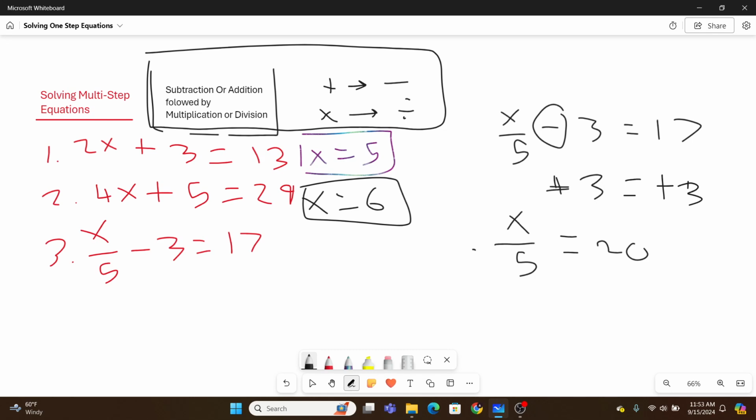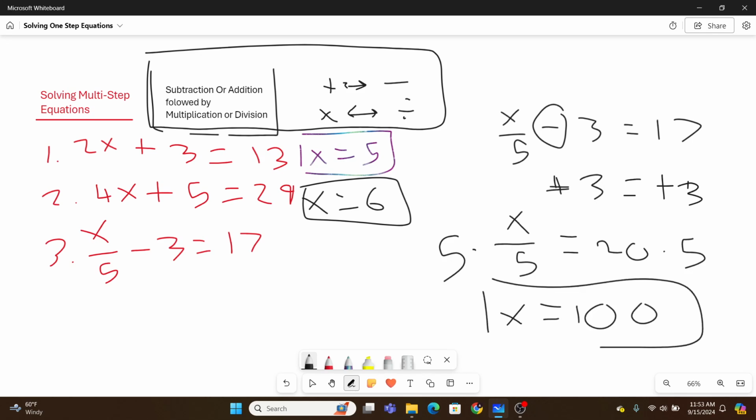Then we follow the second one, which is multiplication or division. In this case, we have division. So we will do the opposite, and we will do multiplication. So now what we can do, multiply by 5 on both sides, and we get that x is equal to 100. Because these two 5s will cancel out, 20 times 5 is 100. And the answer to the third one is x equals 100.